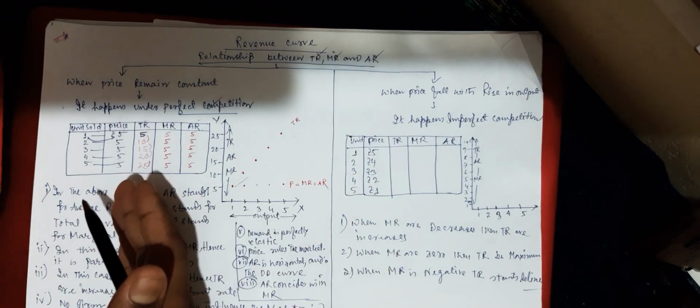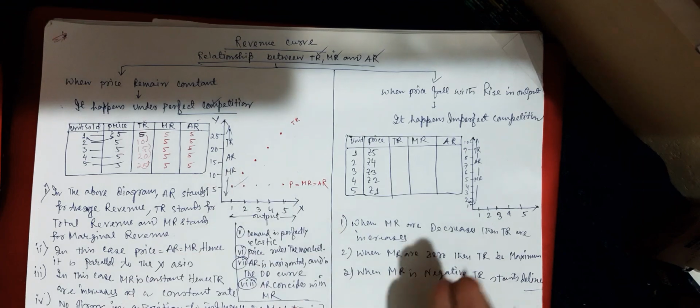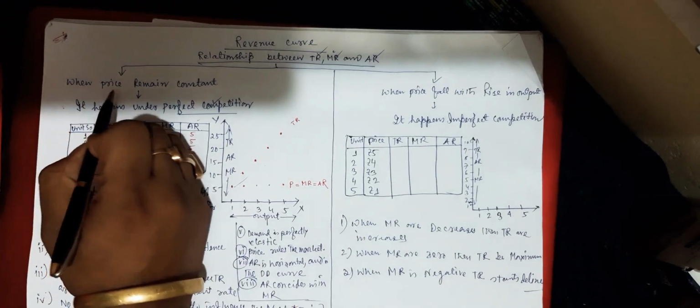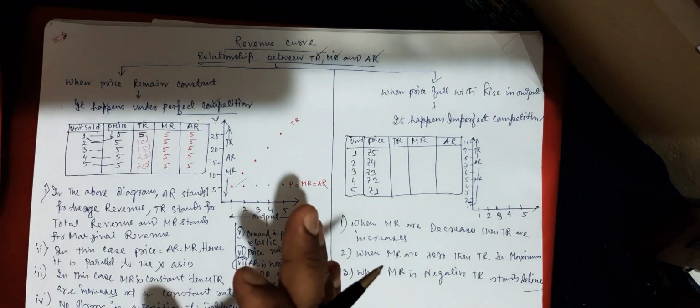Within a table I will give an example, and this will be clear to you. See here, when the price remains constant. Now the question is, what is the meaning of price remains constant? Price remains constant means the price is fixed.